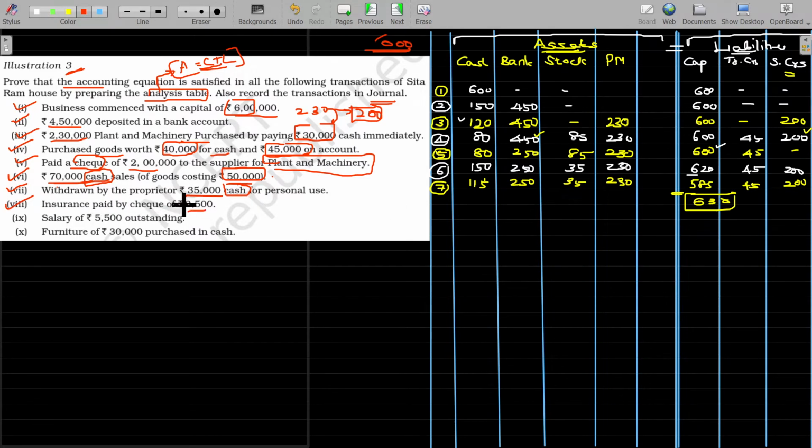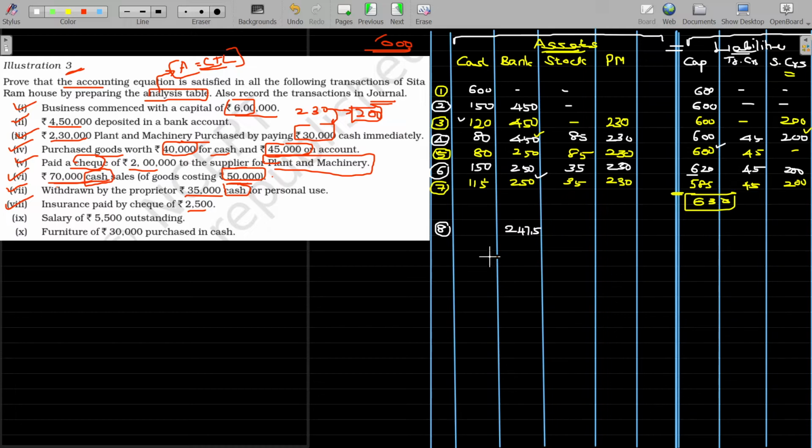Insurance paid by check 2,500. Any expenses paid that will reduce the cash or bank balance. Here by check, no. So automatically it reduces the bank balance. So 8th transaction, it reduces the bank balance by 2,500. So after reducing, the bank balance will be 247.5 thousands, right? Because of this payment, it's an expenses.